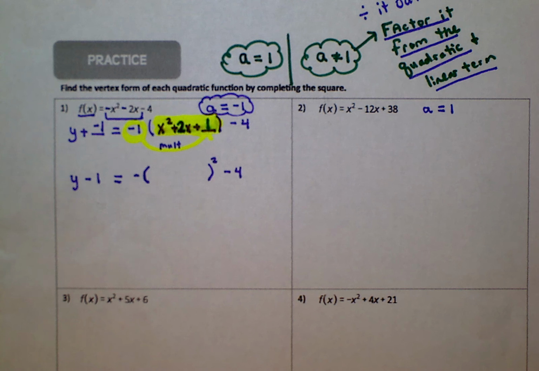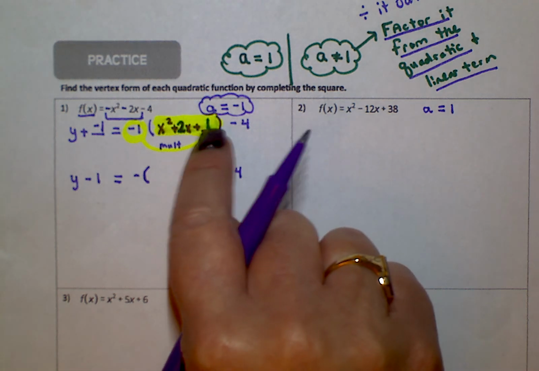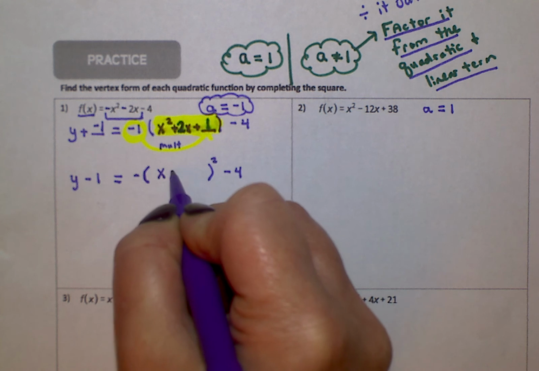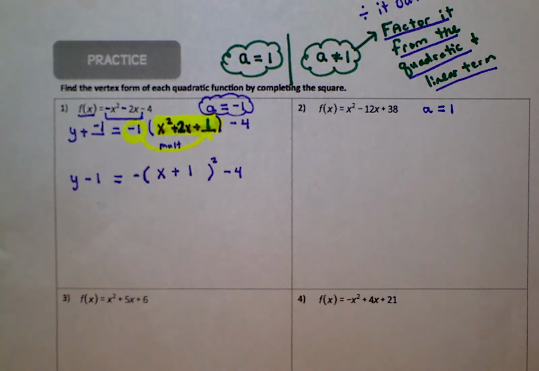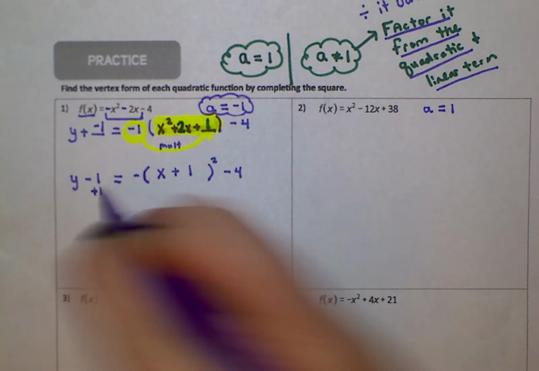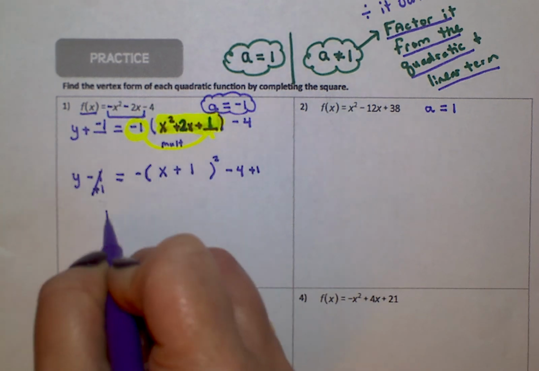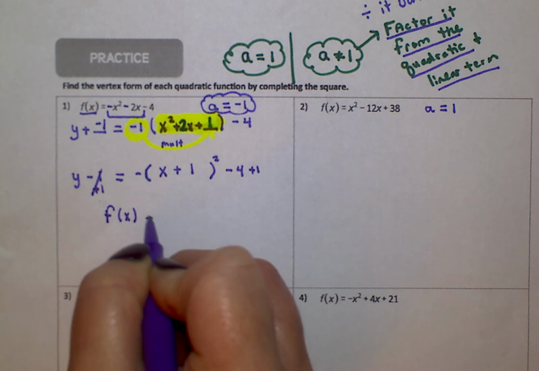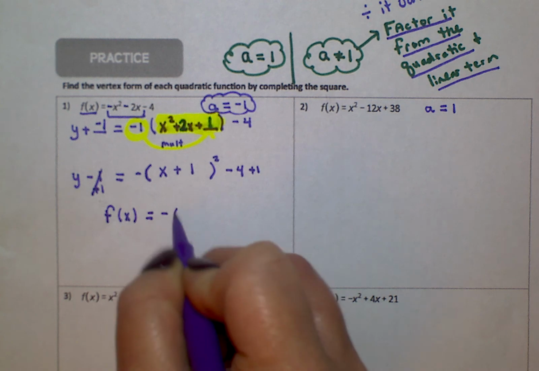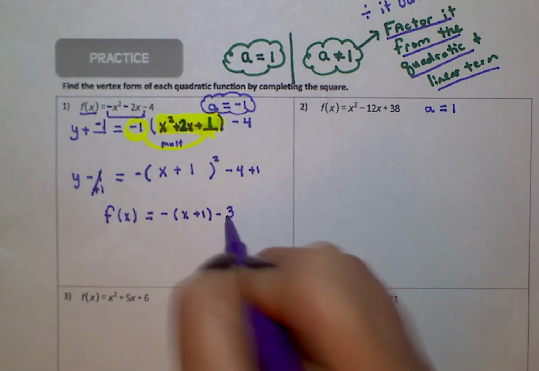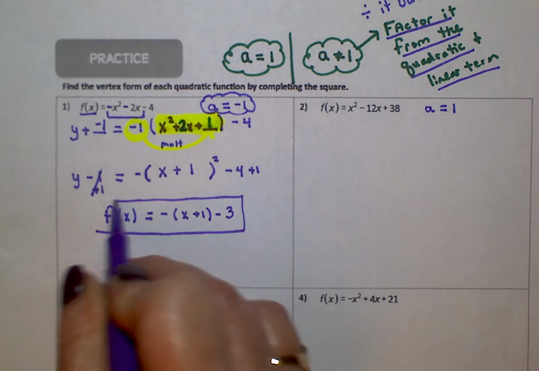You always ask yourself what multiplies to be 1 and adds to be 2, and it's going to be the same number, okay? So that would be 1 and 1. So that factors to x plus 1 times x plus 1. Then I'm going to add the 1 over. Change your y equals back to your f of x when you're finishing up the problem. And then I put together negative 4 plus 1, and that gives you a negative 3.